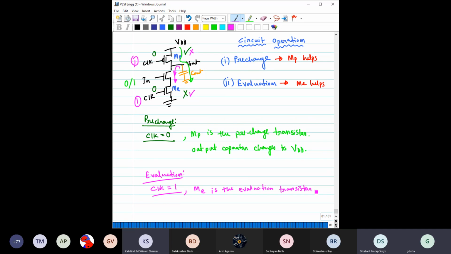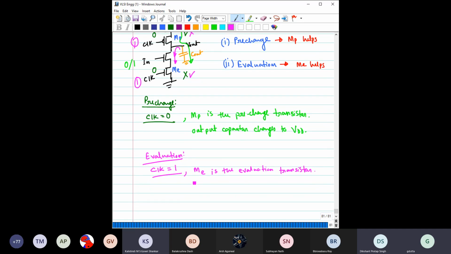Fine. Okay, so during this evaluation, depending on the input of the pull down network, right? Here the pull down network is only a transistor. This C out discharges and V out changes accordingly.